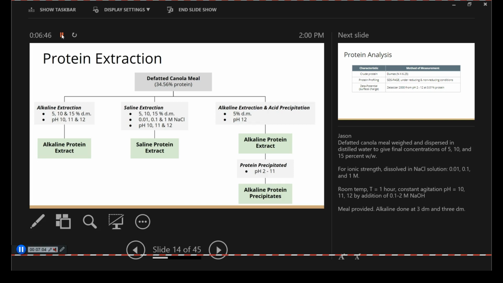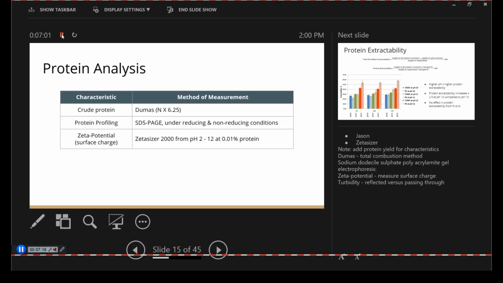And then in the alkaline extraction and acid precipitation, it was done at 5% dry matter and at pH 12. And then from there, the protein was precipitated from pH 2 to 11. So the proteins were analyzed for crude protein, protein profiling, and zeta potential for the measurement of surface charge.